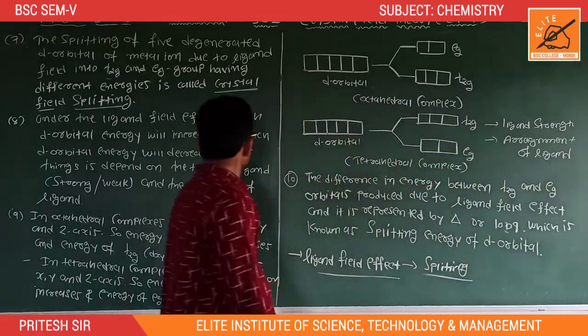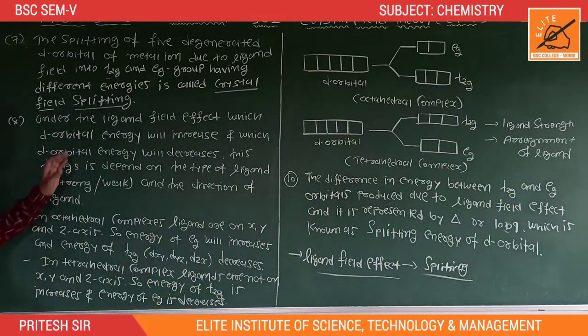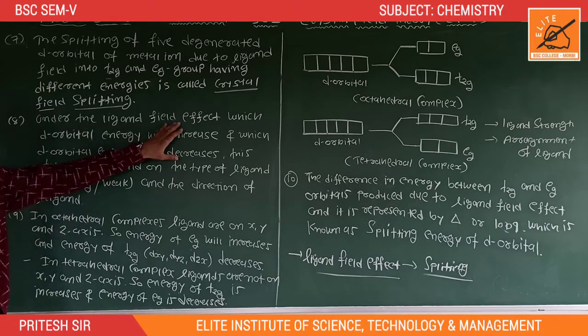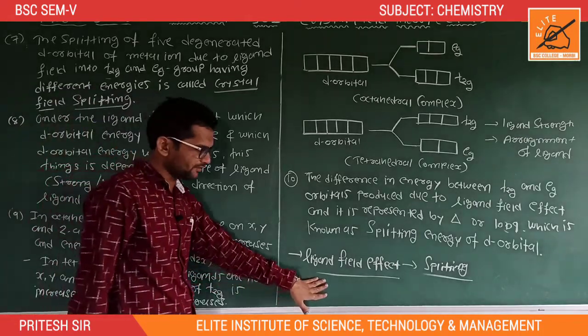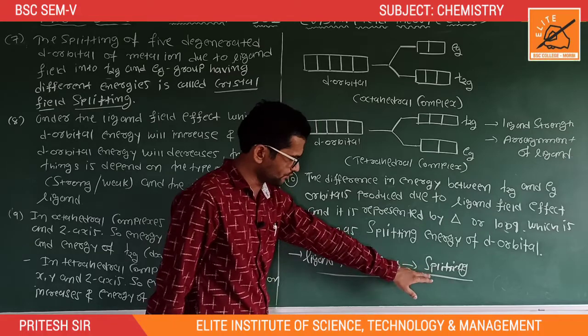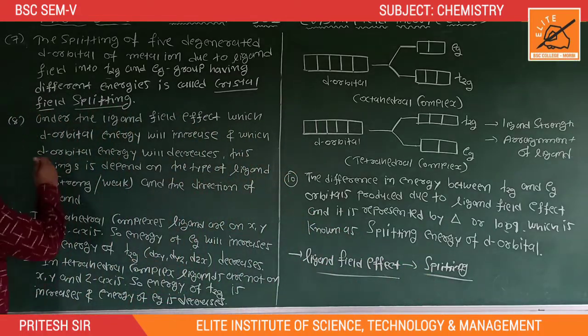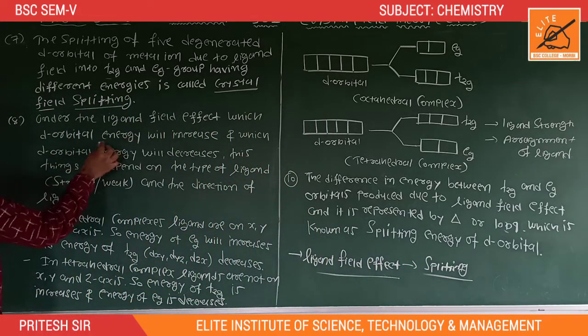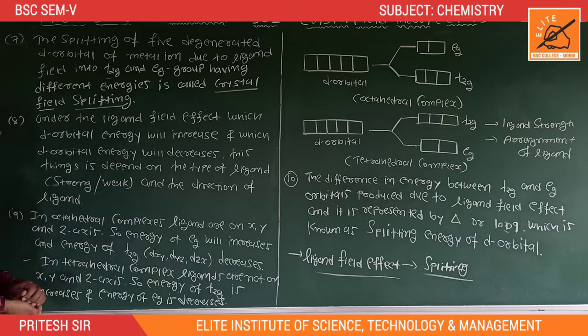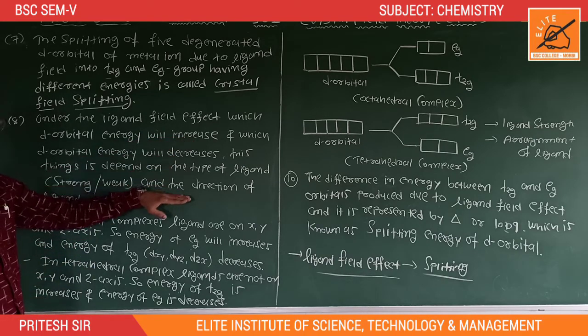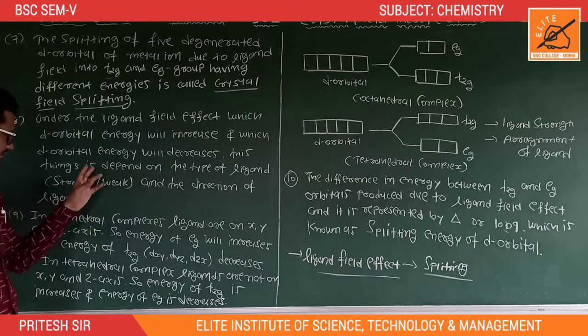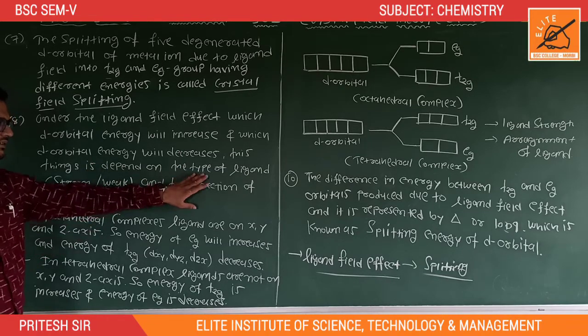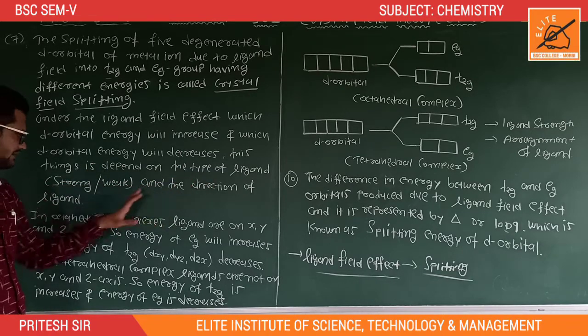Okay. So point 8 is the ligand field effect. Under the ligand field effect, the d orbitals are split into two groups. Under the ligand field effect, which d orbital energy will increase and which will decrease depends upon the type of ligand and the direction of the ligand.